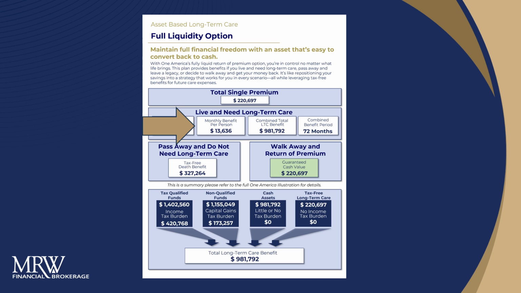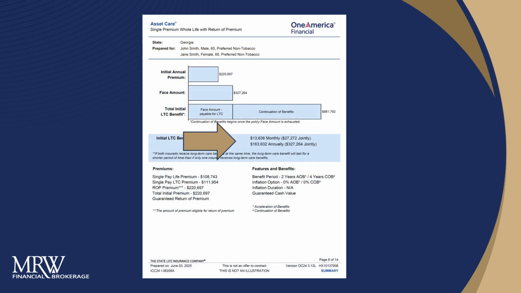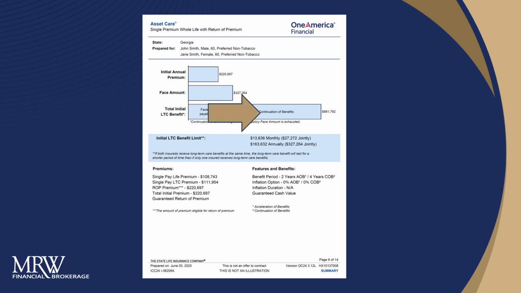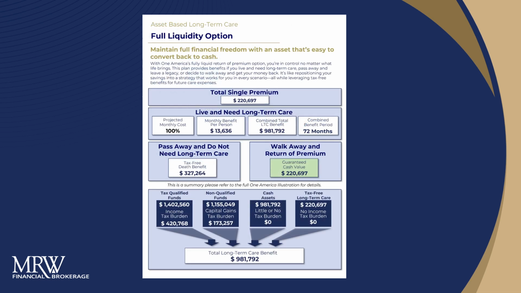Now I'm showing you where these are in the illustrations, but I'm not taking out the illustrations with the clients to explain this. I'm just going through this long-term care planning summary. But on the illustration, you'll see that it's got a monthly benefit of $13,636 per person. If they're both on claim at the same time, it'd pay a joint benefit of $27,272 a month. And it provides a total combined pool of money of $981,792. And you can see that here, $981,792. That would fund one person on claim for a period of 72 months or 6 years.